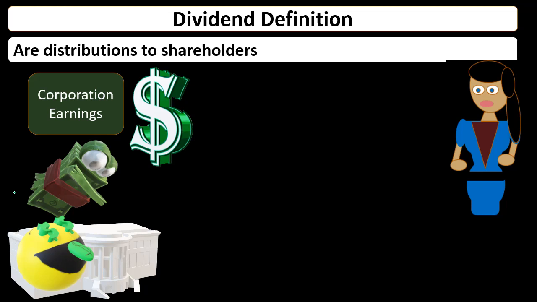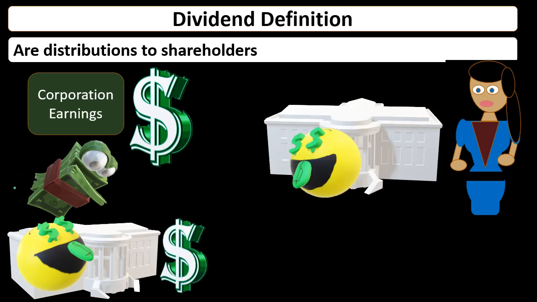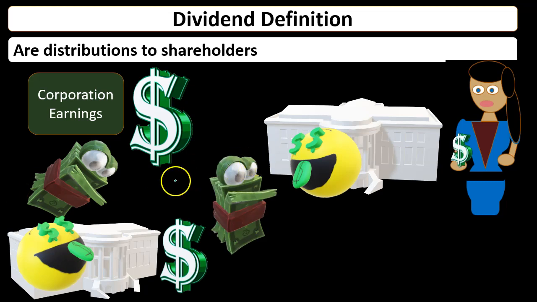Well, here with a C corporation, it's different. The C corporation is being taxed, and then when the money is distributed to the owners, it's going to be taxed again. So the government takes a piece at the corporate level, and then when the money is given to the owner, the government taxes it again.